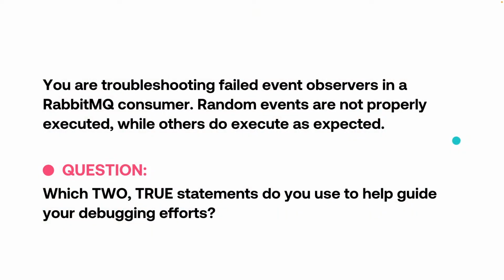You are troubleshooting failed event observers in a RabbitMQ consumer. Random events are not properly executed, while others do execute as expected. Which two true statements do you use to help guide your debugging efforts? I've not done a question like this before. This is kind of out of the ordinary.